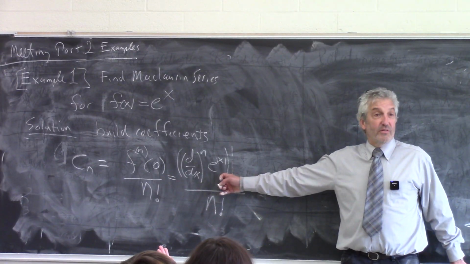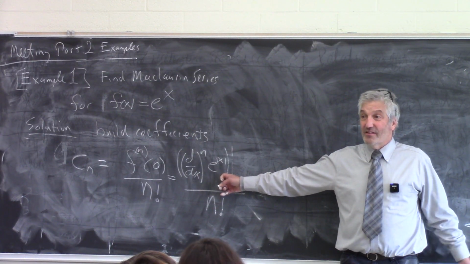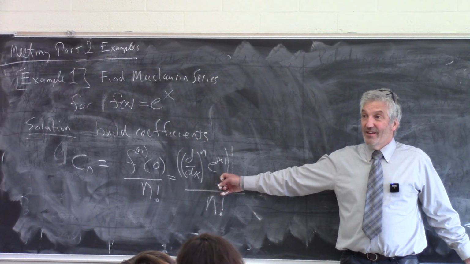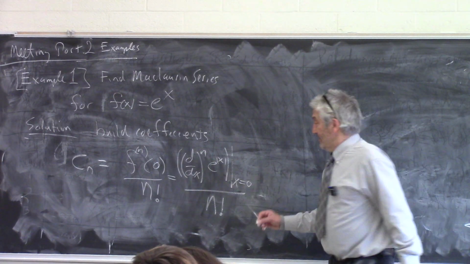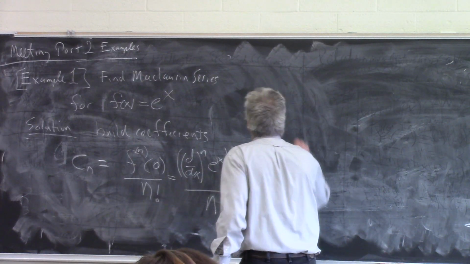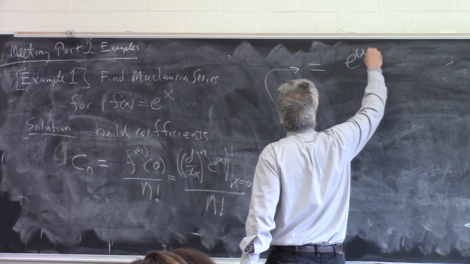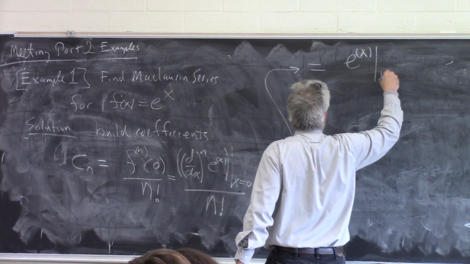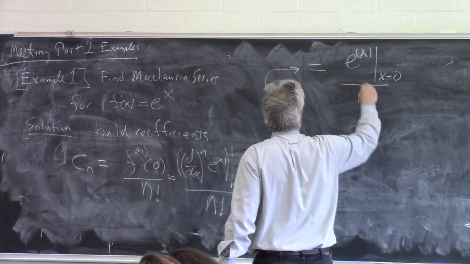What's the first derivative of e to the x? Mary. E to the x. What's the second derivative? E to the x. So every derivative is just e to the x. So we have here e to the x, that's our derivative, and we're going to substitute in x equals 0, and we're going to divide by n factorial.